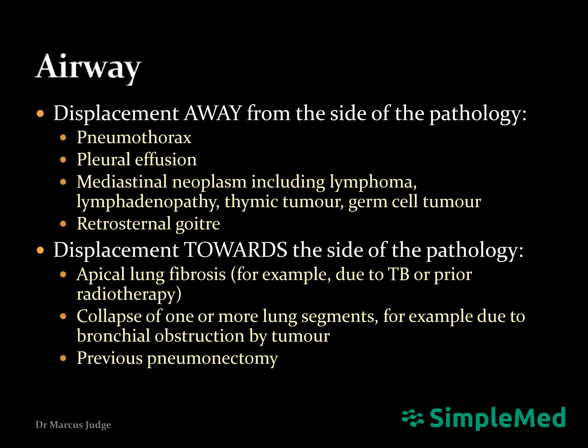Pathology causing displacement towards itself usually causes an increase in weight of one of the lungs relative to the other, or causes a collapse of the lung on that side. This literally causes the trachea to be pulled across.